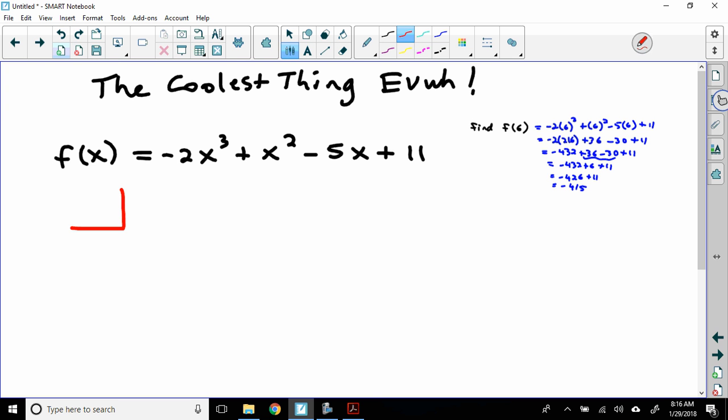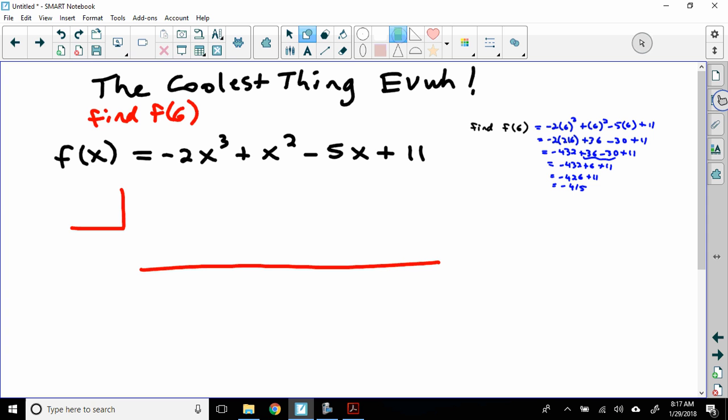And I need a line like this. Now, what were we asked to find? We were asked to find f of 6, right? So what I'm going to put in this box, and I'll highlight where these things are coming from, is a 6. I'm evaluating the function for 6, so I'm going to put a 6 in the box.